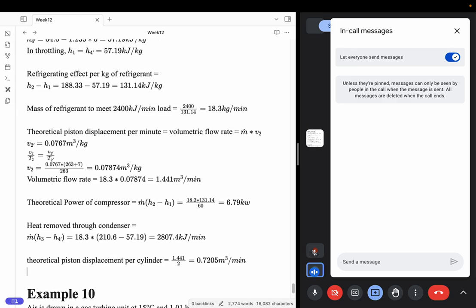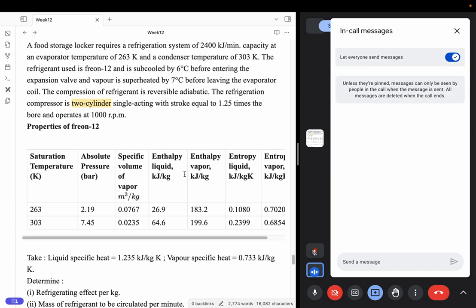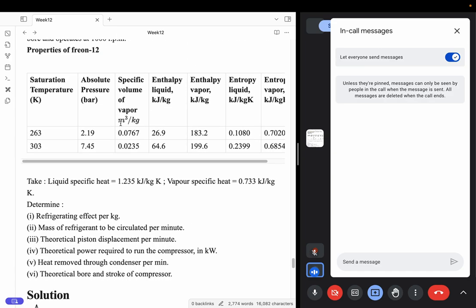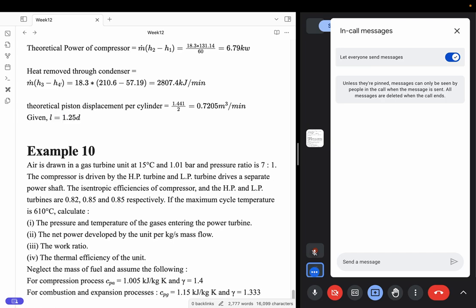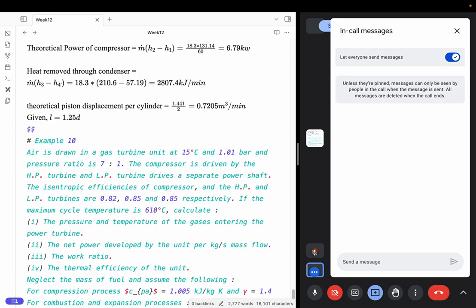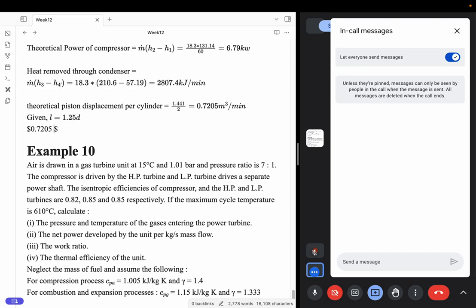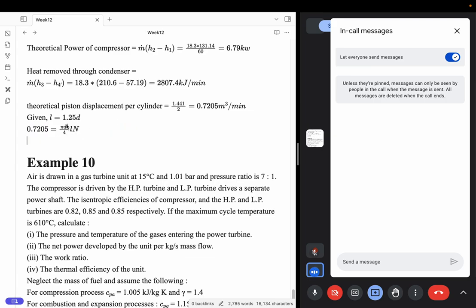Now the next question is the length of stroke. Another relationship is given that the stroke is equal to 1.25 times the bore. So given stroke L is 1.25 times the diameter. So what we can make from there is the volumetric flow rate, 0.7205, will be pi d square by 4 times the length times whatever is your RPM. I'll just use N for the RPM.